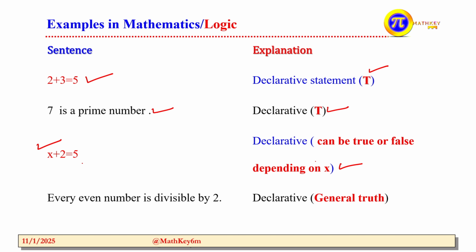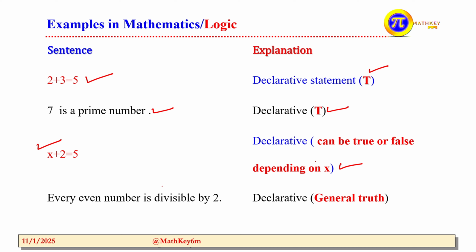Otherwise, if x is different from 3, say you consider 1, then 1 plus 2 is 3, and 3 is not equal to 5. It is a false statement. So it is declarative, but it depends on the value of x to say whether the given statement is true or false.